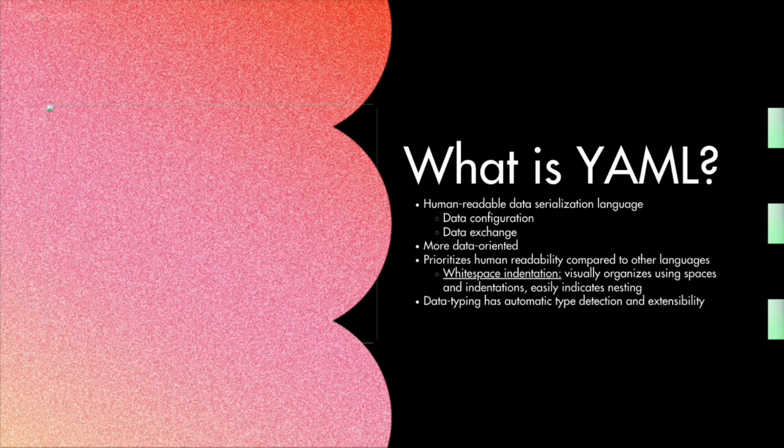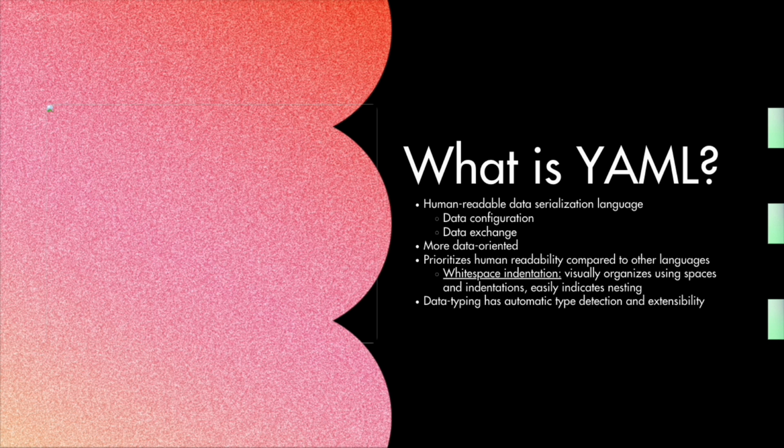YAML has a hierarchical data structure through whitespace indentation. This means that spaces and indentations are used to visually organize and structure the code to make it easier for human readability, and allows us to easily indicate nesting. While the number of indentations used does not matter, elements within the same category must have the same amount of indentations, while elements of different categories must have a different amount of indentations.